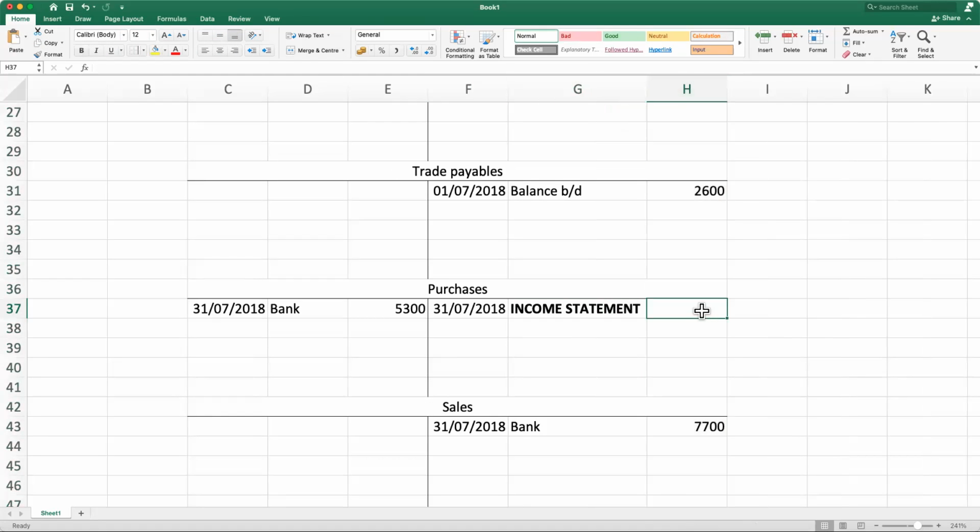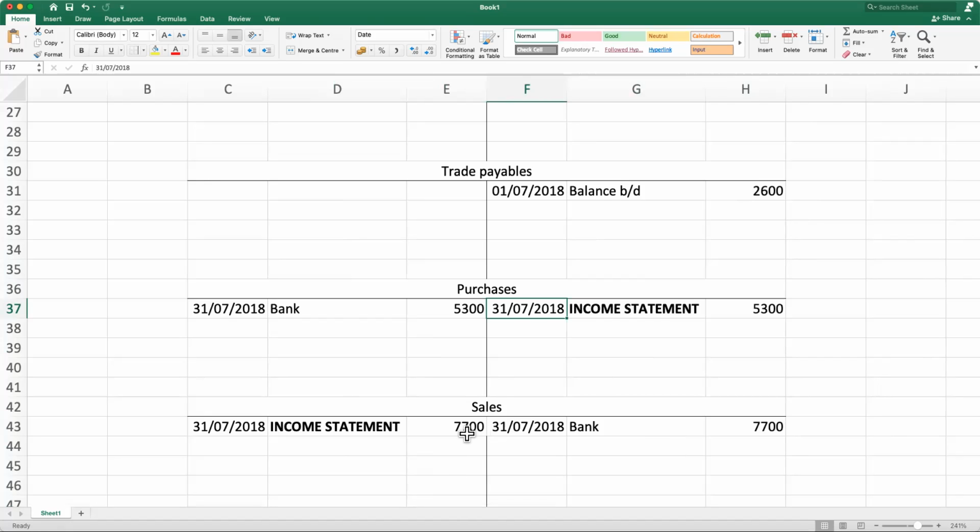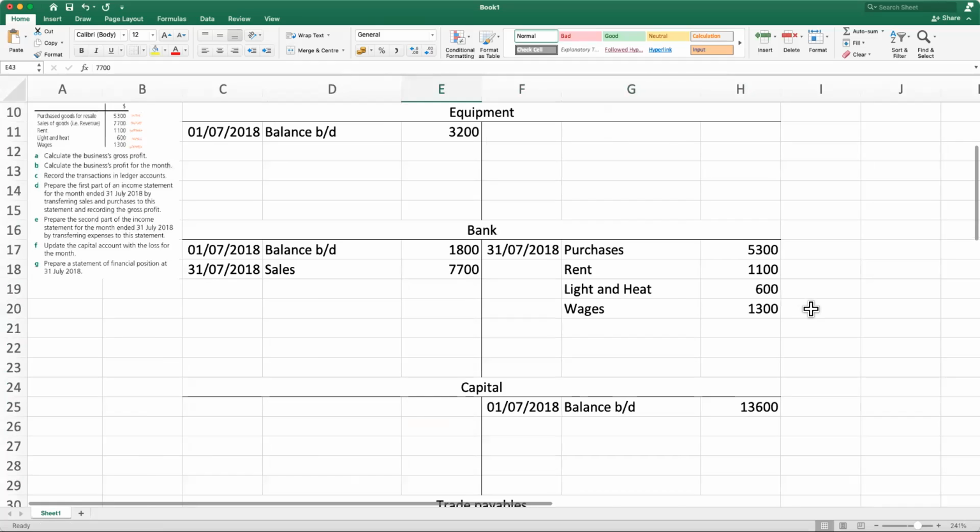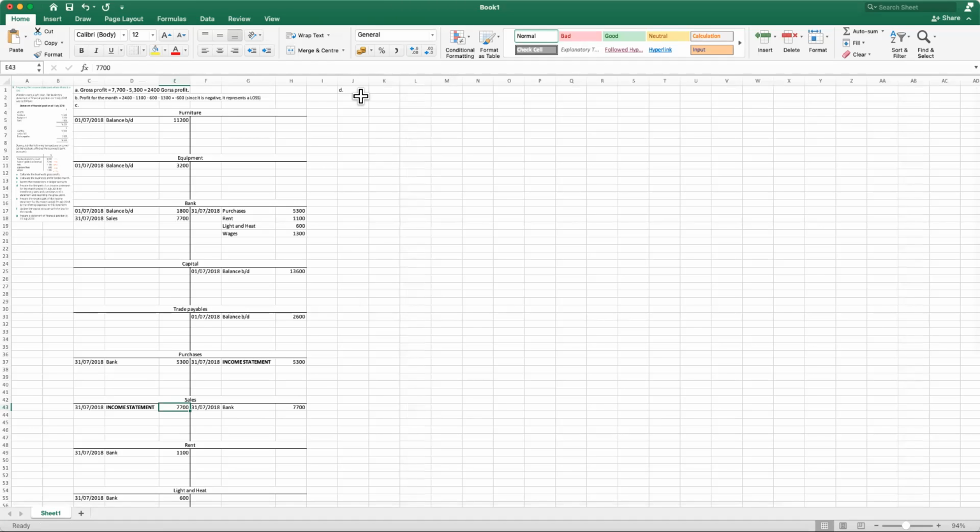How much? 5,300. Same thing here. Sales, transfer to income statement, 7,700. So now I'm just going to put both of these amounts into my income statement. Income statement for the month ended. This line.